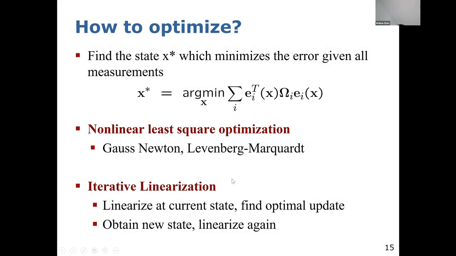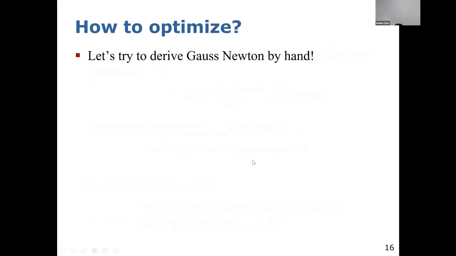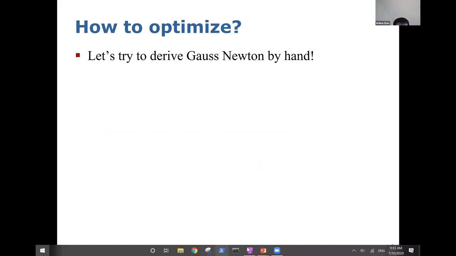I guess that's the time I can switch to my notes. Let's use the derivation by hand to show what the Gauss-Newton method is, and why it's called iterative linearization. Okay, let me switch to my notes.